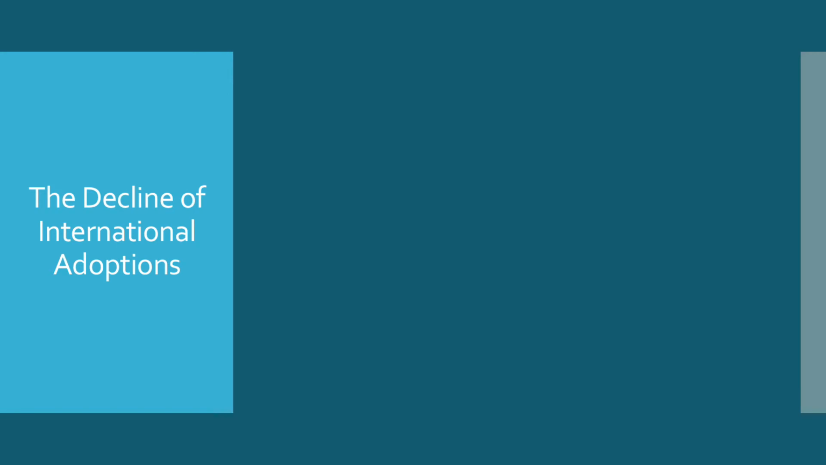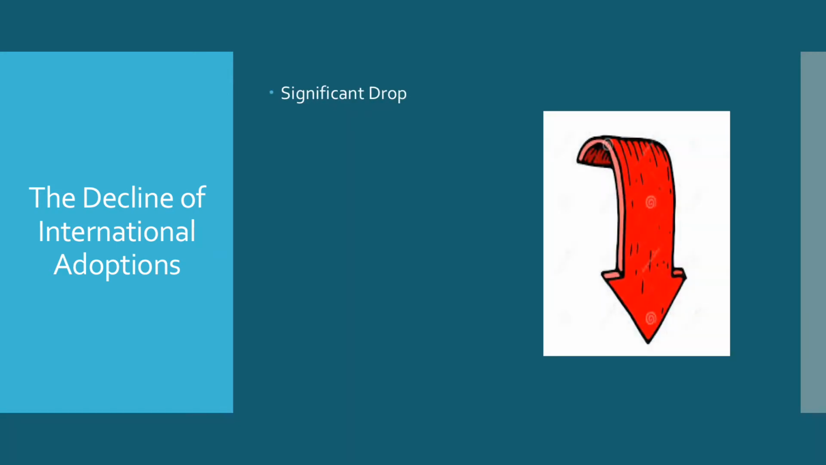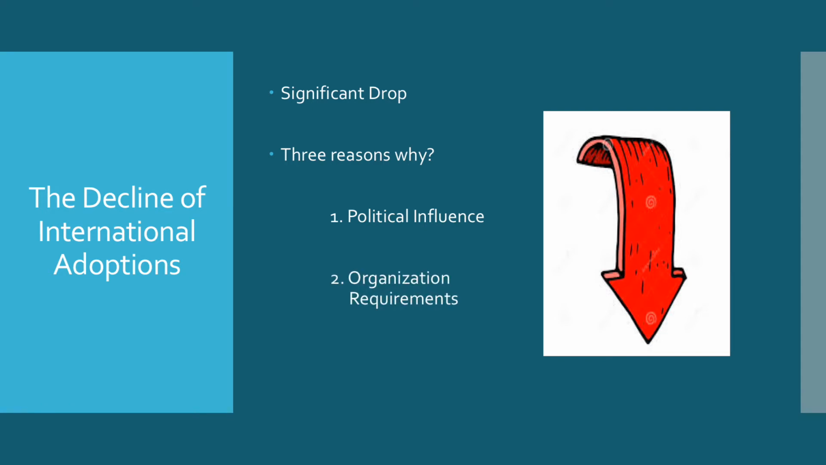The problem or issue with international adoptions is that they are rapidly declining. Since 2004, there has been an 80% drop in international adoption rates in the US. There are 3 main reasons that I want to focus on why I believe that these international adoptions are declining. The first is political influences, the second is organization requirements, and the third are state requirements.